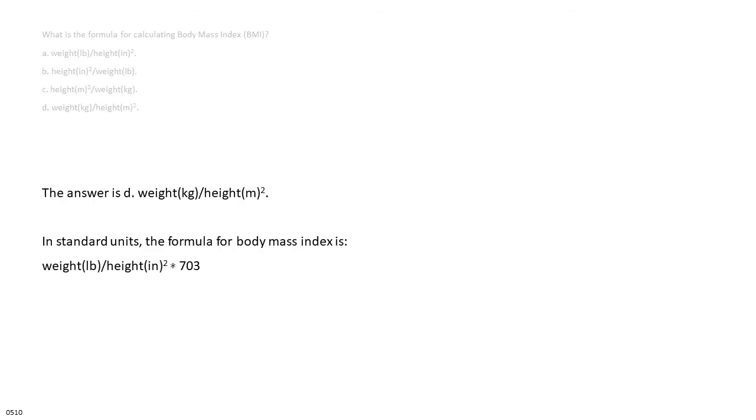The answer is D. Weight, in kg, divided by square of height, in meters. In standard units, the formula for body mass index is weight, in pounds, divided by square of height, in inches, the whole multiplied by 703.